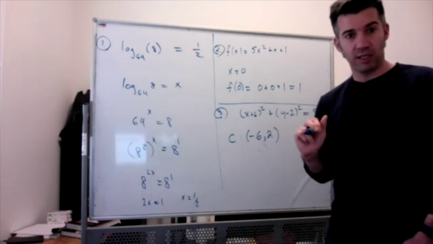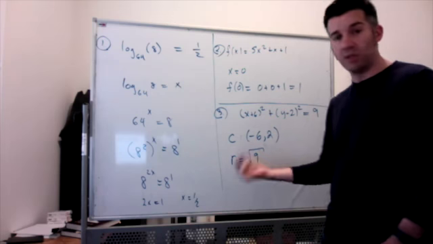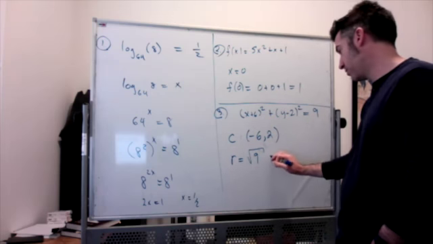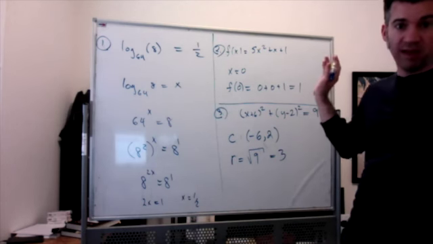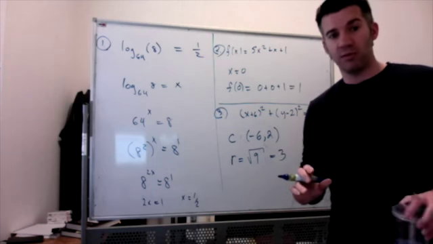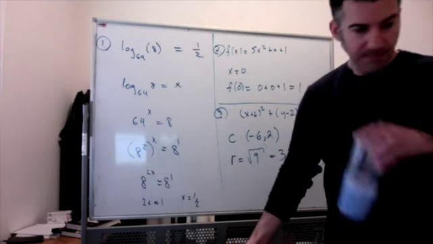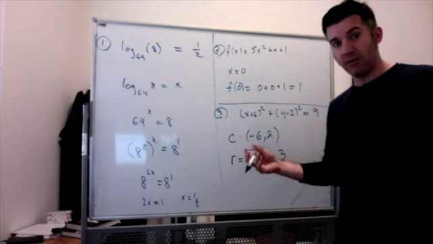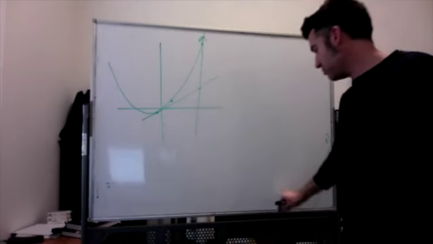Center is -6, positive 2. Radius is the square root of 9, which we should simplify, equal to 3. But if that was like 10, the radius would be the square root of 10, and that's just it. I will also point out, don't give me decimal approximations on your test unless asked. You're just saving yourself time if you don't do that, right? Unless they're asked. Okay.